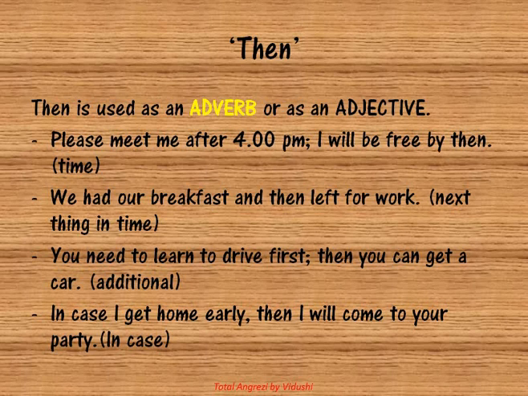Now one thing you need to understand when you use the word then is that you're always and mostly talking about time. Either about a time right now, about a time that's going to come next, or about a time that went by. You're talking about time. You'll be able to understand it with the examples below. So when I say please meet me after 4 p.m. I will be free by then. So I'm saying that at that time, 4 p.m., then I will be free.